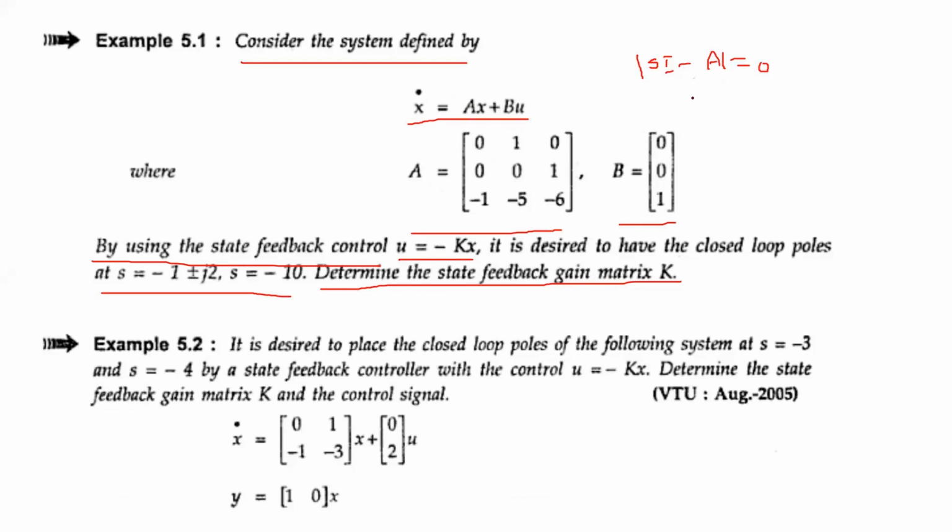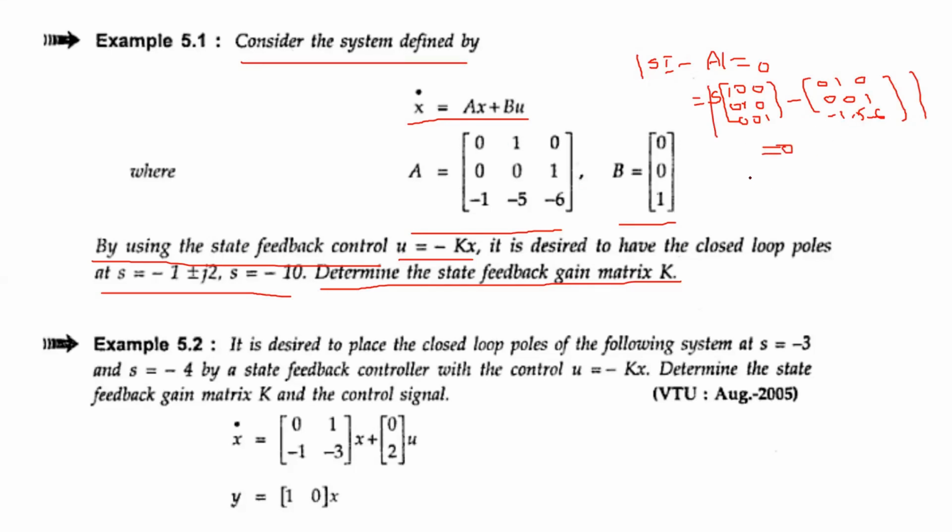So next, what is the process? Look at this one. If I take this as sI minus A, matrix A is a 3 by 3 matrix. Therefore, s is multiplied with the identity matrix 1, 0, 0, 0, 1, 0, 0, 0, 1, minus the matrix A, which is 0, 1, 0, 0, 0, 1, minus 1, minus 5, minus 6, is equal to 0.